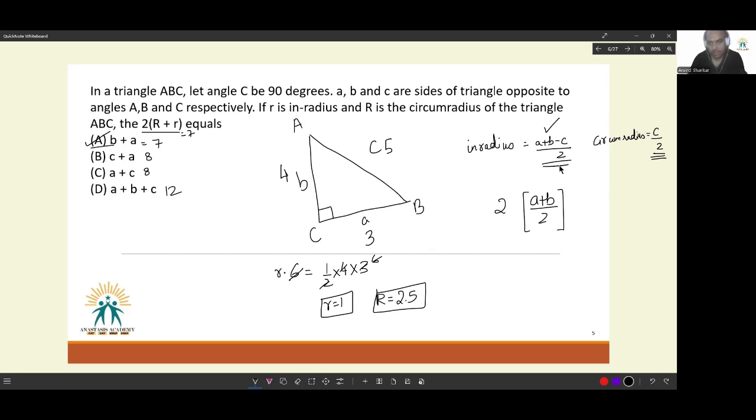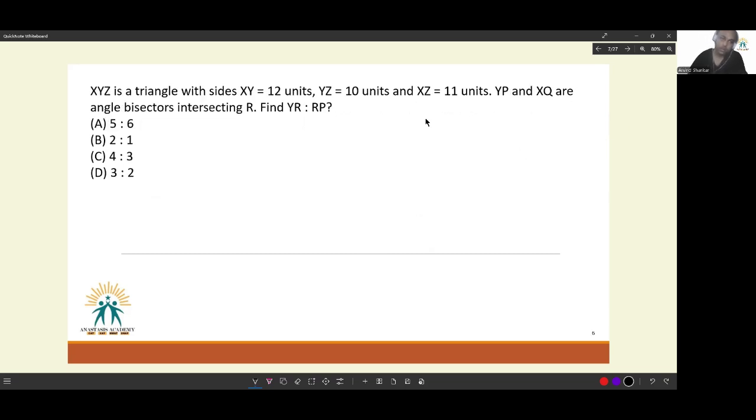Then you should go back and update your list of formulae or learnings about geometry, that inradius is this, and move on. Okay. Next, XYZ is a triangle with sides XY is 12, YZ is 10, and XZ is 11. YP and XQ are angle bisectors intersecting at R. Find YR is to RP.